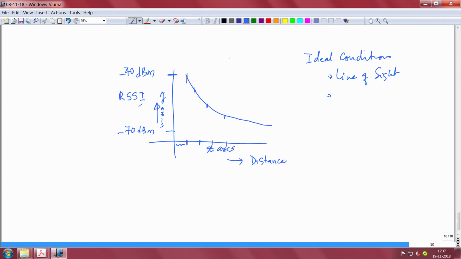relationship between RSSI and distance. However, this picture works only if it is under very ideal conditions. And what are those ideal conditions? You should have line of sight, okay, and you should ensure that there are no reflections. The component of reflections is minimal, in fact close to 0.